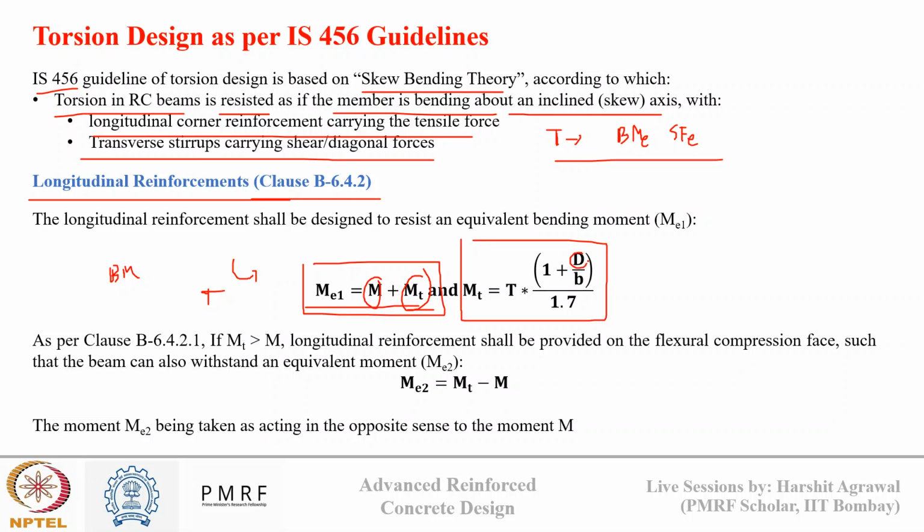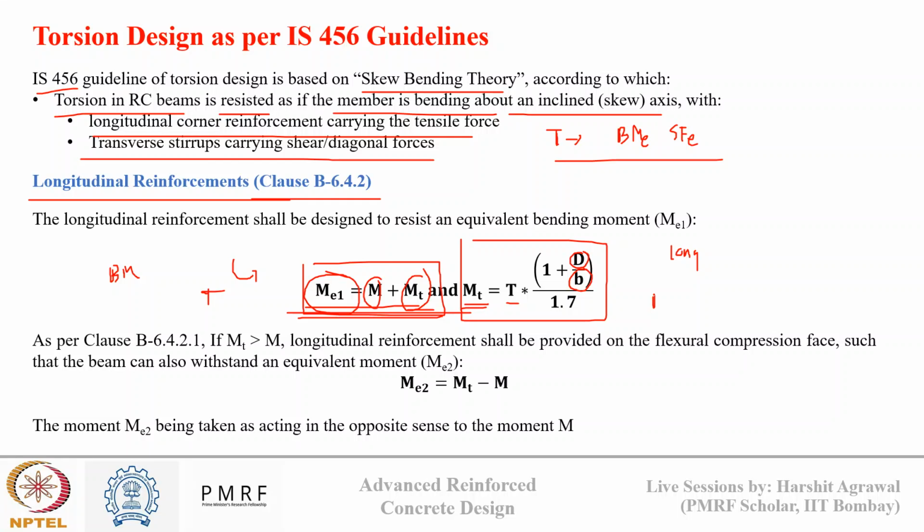So d is the overall depth, b is the width of the member. From this, knowing the torque, we can calculate the torsional moment, and knowing the torsional moment we can estimate the net bending moment. For this net bending moment we'll design the longitudinal reinforcement as we did for flexure. However, there is one more thing that code says.